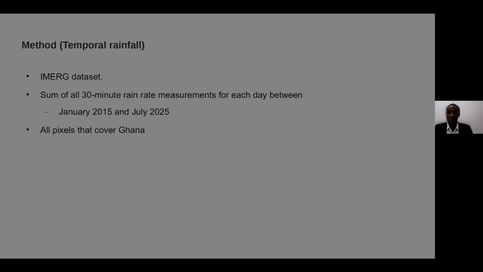Now, we first use the image dataset to compute the total daily rainfall from the 30-minute rain rate measurements for each day between January 2015 and July 2025 over the whole of the country. So the daily total rain rates over the whole of Ghana, and this was used instead of the average, because it might rain on some parts and then not rain on some other parts of the country. And so if we find the average, we might have the signals cancelling out.